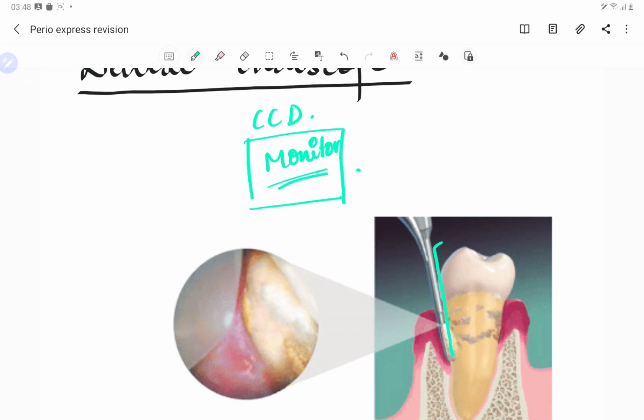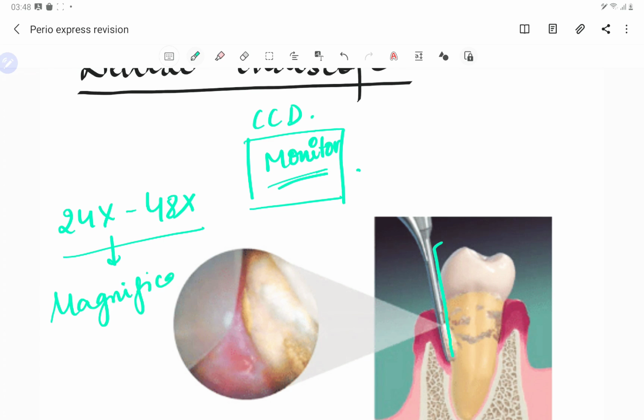Using this charge coupled device we can nicely debride the root, we can nicely clean it. Also this camera has a magnification of up to 24 to 48x. This is the magnification. We can zoom in and see even a minute amount of plaque or calculus if it is present.